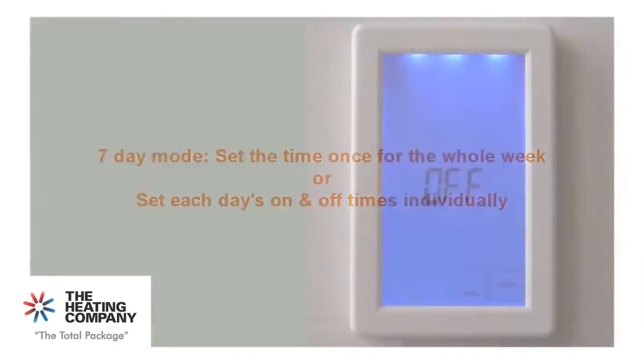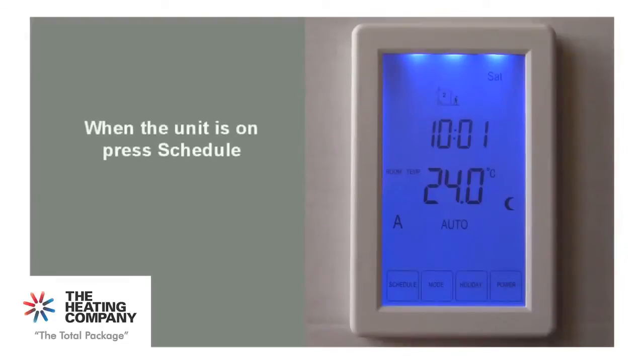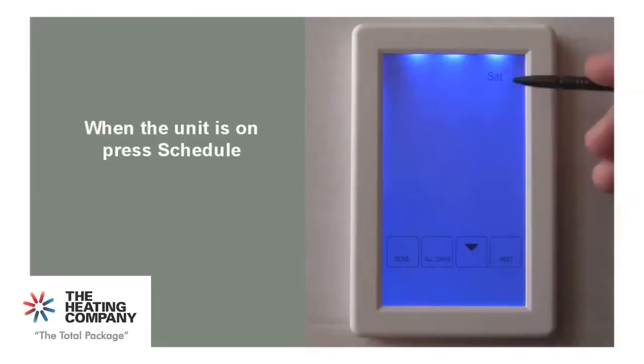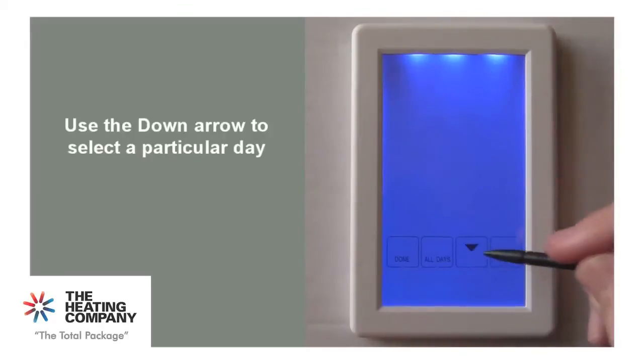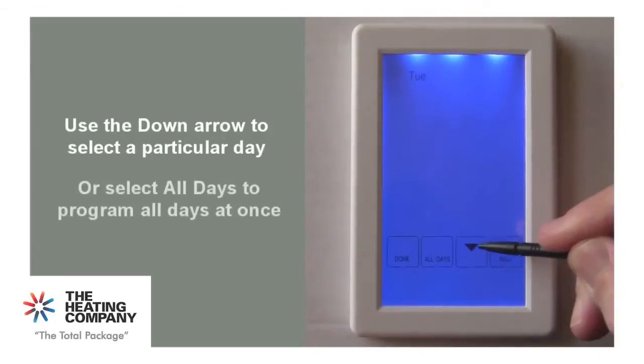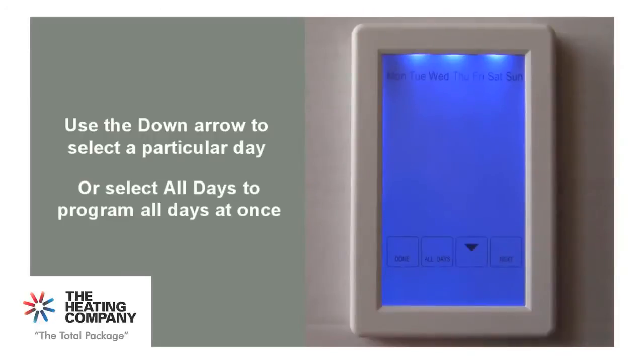To begin, turn on the unit by pressing Power, then press Schedule. Your current day of the week will start flashing on the top of the screen. At this point, you can either use the down arrow to choose the day of the week that you wish to program, or you can simply use 7-day mode by pressing the All Days button. In this case, we will use 7-day mode first by pressing the All Days button.